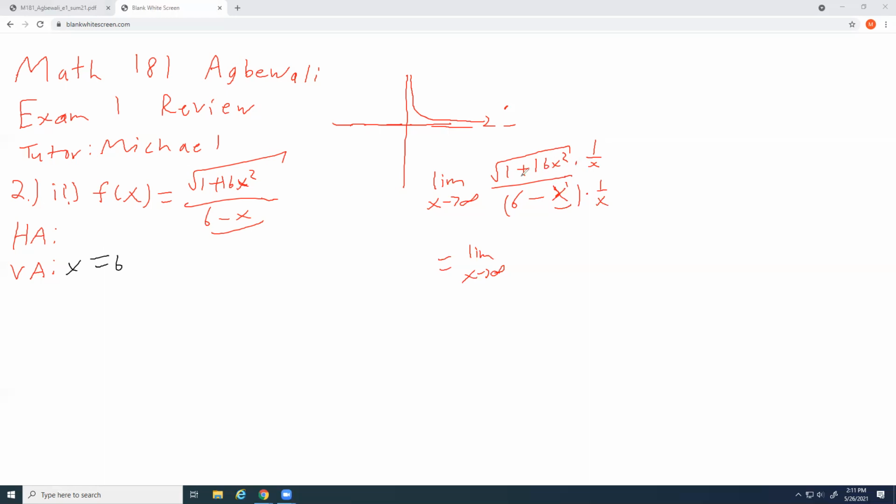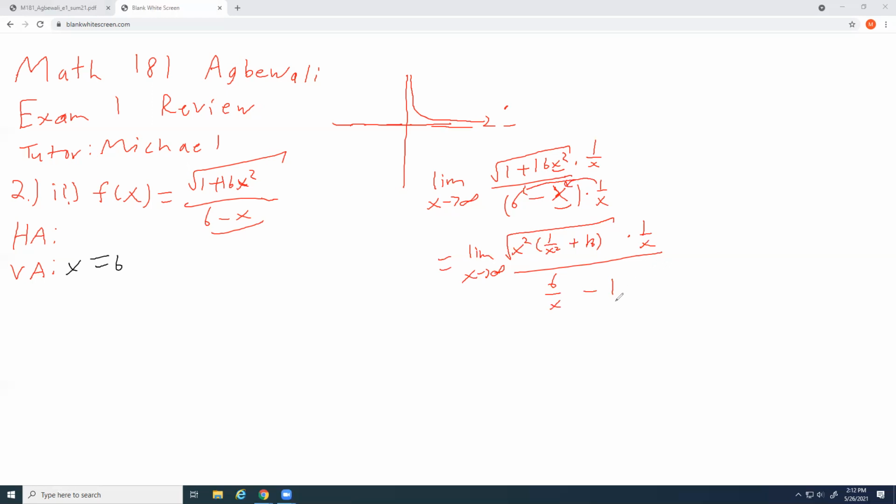So what I'm going to do is underneath the square root, I'm going to factor out an x squared. Even though it looks like we can't factor out an x squared, we actually can. We'll just be left with a fraction afterwards. So we'll have the square root of, I'll factor out my x squared over here, and then the first term will be 1 over x squared plus, and then we'll just have 16 left over. And then just multiply by 1 over x. And in the denominator, if I bring this 1 over x into both terms, I'll end up with 6 over x minus 1.